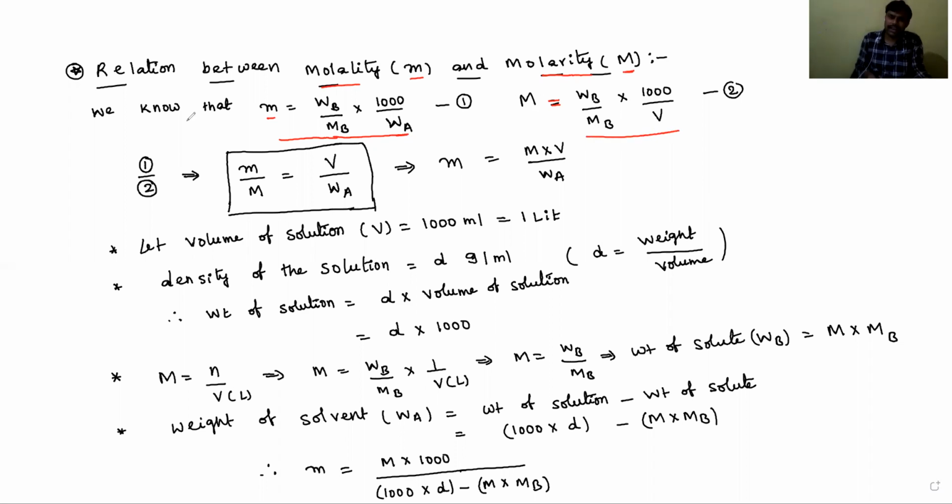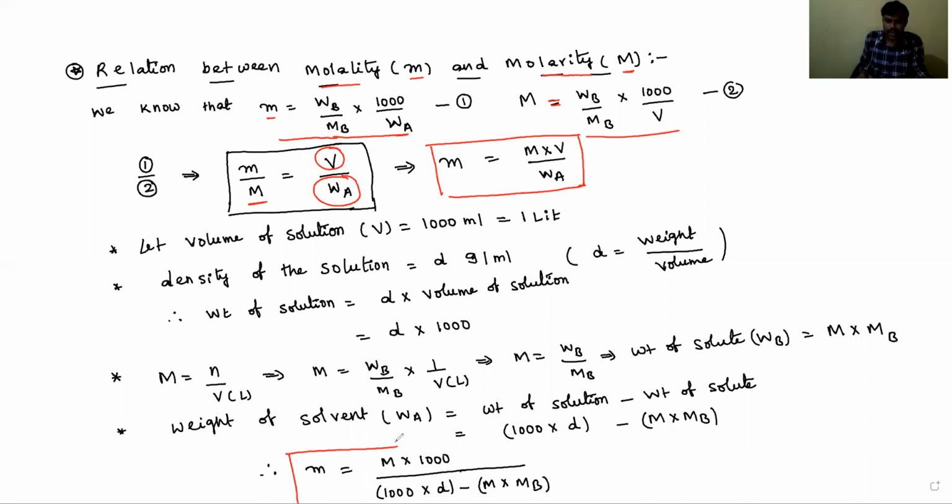So if you divide 1 by 2, then molality by molarity is equal to the volume of solution, V, divided by the weight of solvent. Then molality is equal to molarity into volume of solution divided by weight of solvent. Okay, this is the relation. Now we have to convert this relation in this way.